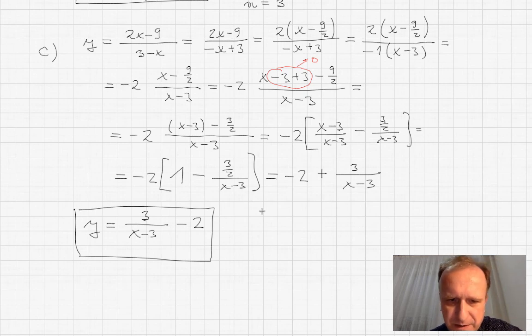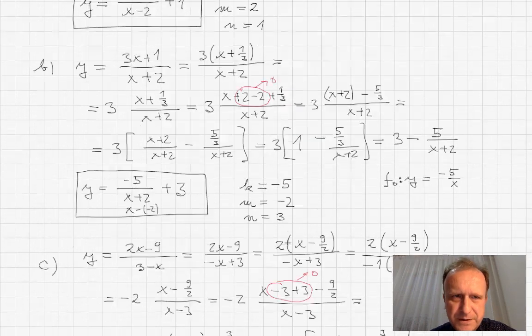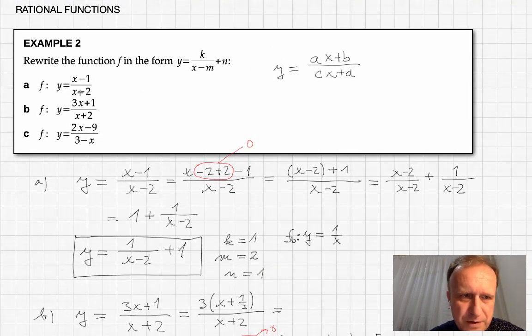Now, how can we express k, m, and n? So you see that k in this case is 3. Now m is also 3, and n is negative 2. So the function that we are going to shift, f sub 0, has the form y equals, it's the reciprocal function, and it's the function y equals 3 over x. And the graph of this function will be shifted through 3 units to the right and through 2 units downwards. And this should be it. It should be the solution to this exercise.